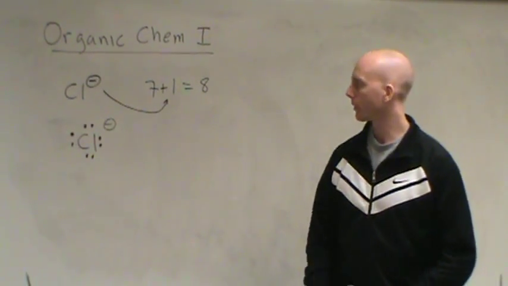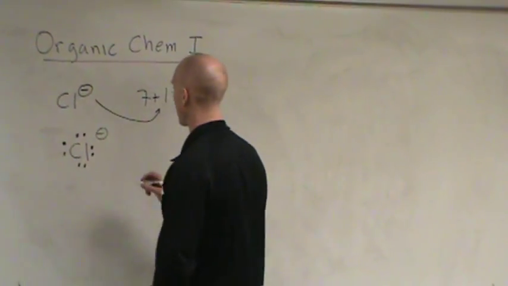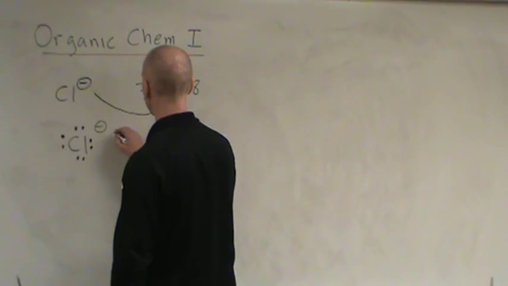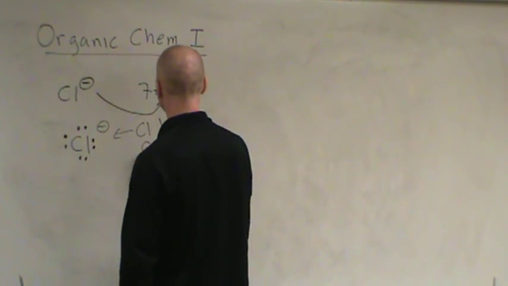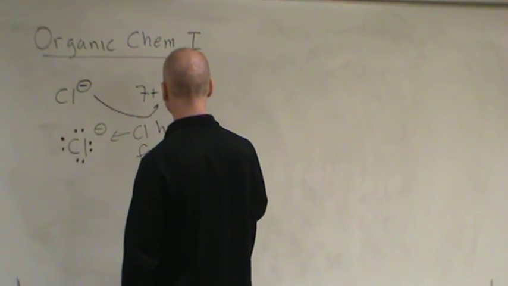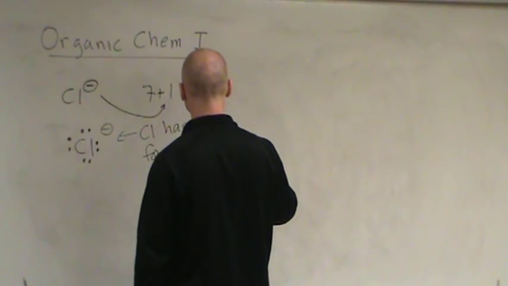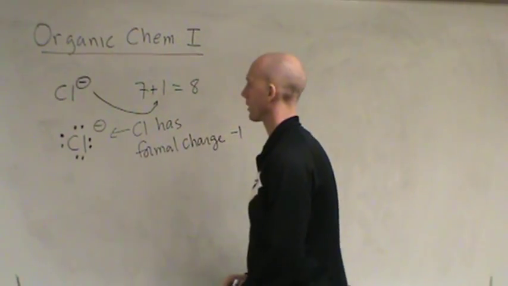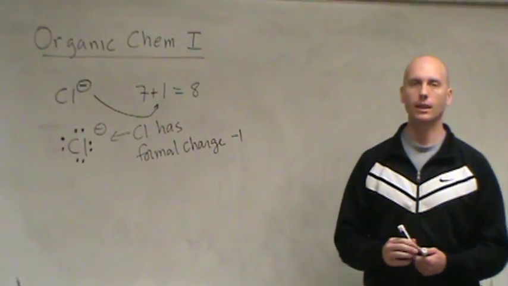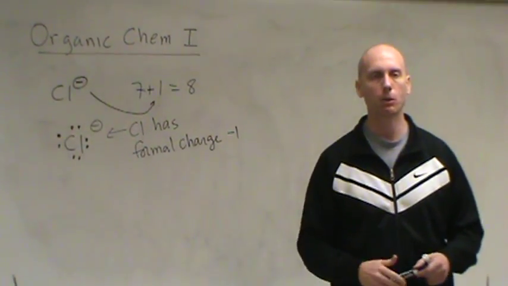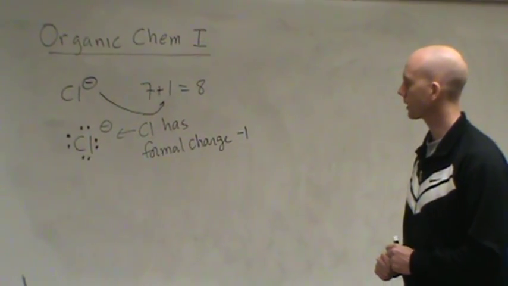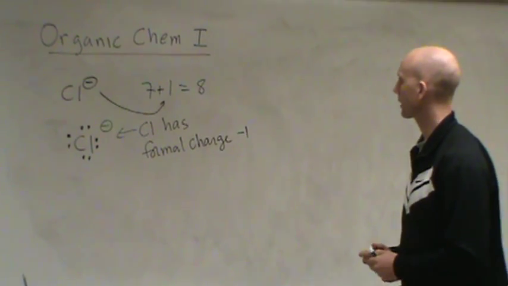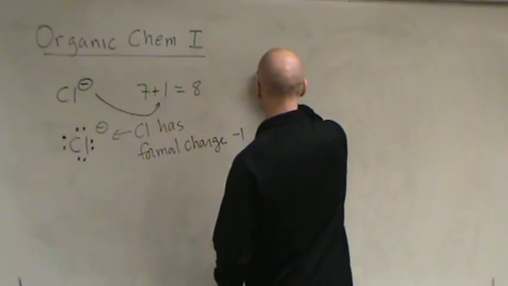Okay? And so we say that chlorine has a formal charge of -1. Okay? So here we're introducing the concept of a formal charge. Okay? Let's look at another example.